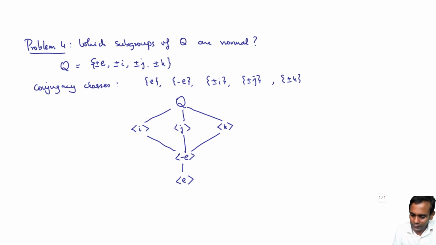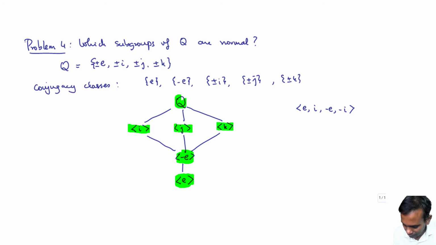Okay, let's see if you got those right. So this is obviously a normal subgroup, right? It's just a single conjugacy class. This is a union of two conjugacy classes, the class of singleton E and singleton minus E. The subgroup generated by I consists of E, I, minus E, minus I. So this is also normal, because this element is a class by itself, this element is a class by itself, and these two form another class. So it's a union of conjugacy classes. So this is also normal. Similarly this, and of course this is normal. So this is an amazing fact. The quaternion group is an example of a non-abelian group, all of whose subgroups are normal. This is not a very common thing. So here's another nice special feature of the quaternion group.